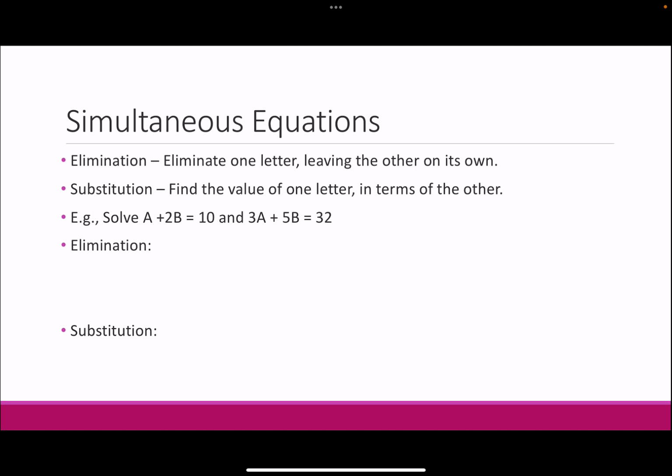So for example, let's look at elimination with this question here. a plus 2b equals 10, 3a plus 5b equals 32. I'm going to try and make the a terms the same.